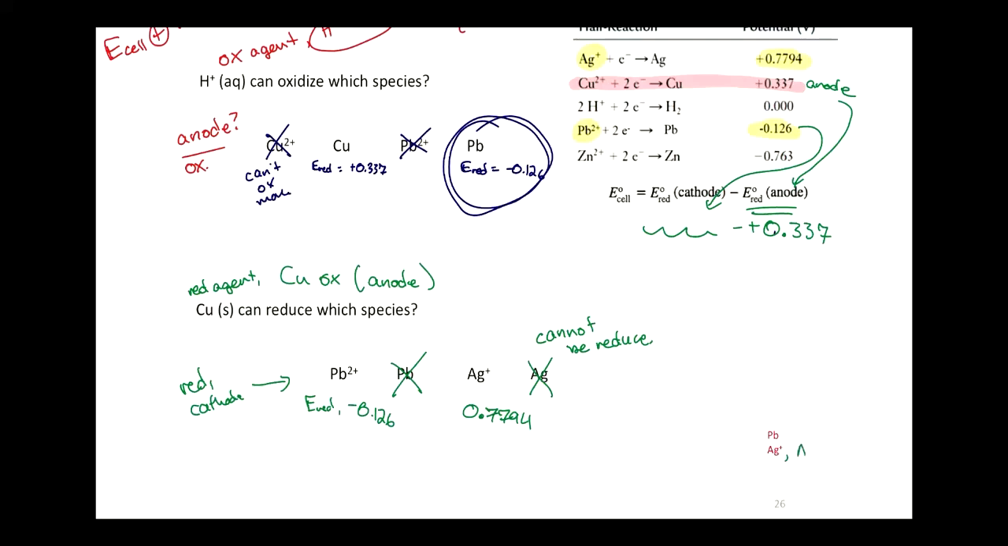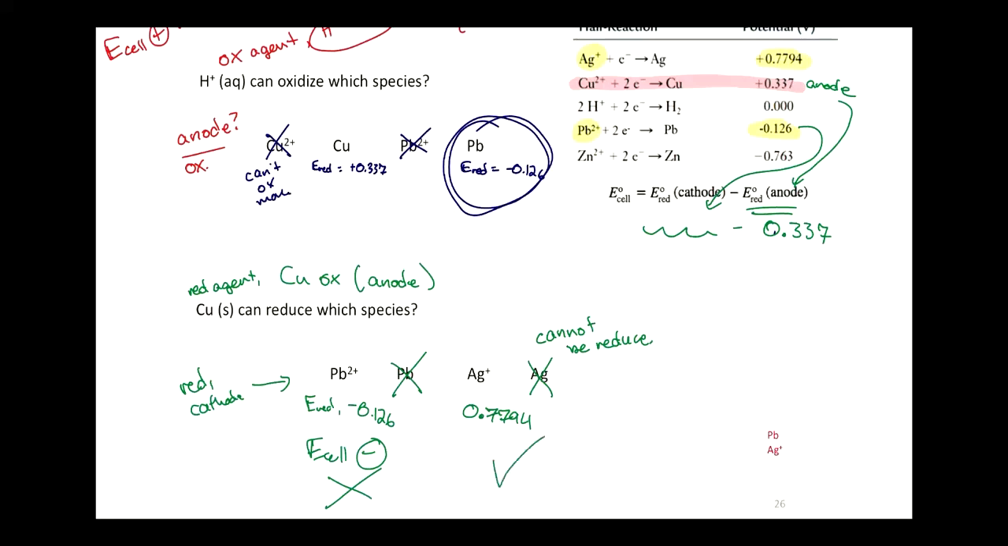So this answer actually should also include lead 2+. Sorry about that. Lead 2+ should be there as well. If you take negative 0.126 and, oh no, we're subtracting a positive number. Never mind. No, lead 2+ isn't an answer. I'm sorry about that. If we take negative 0.126 and subtract positive 0.337, we do in fact get a cell potential that ends up being negative. So in this case, no, copper solid cannot spontaneously reduce lead 2+.